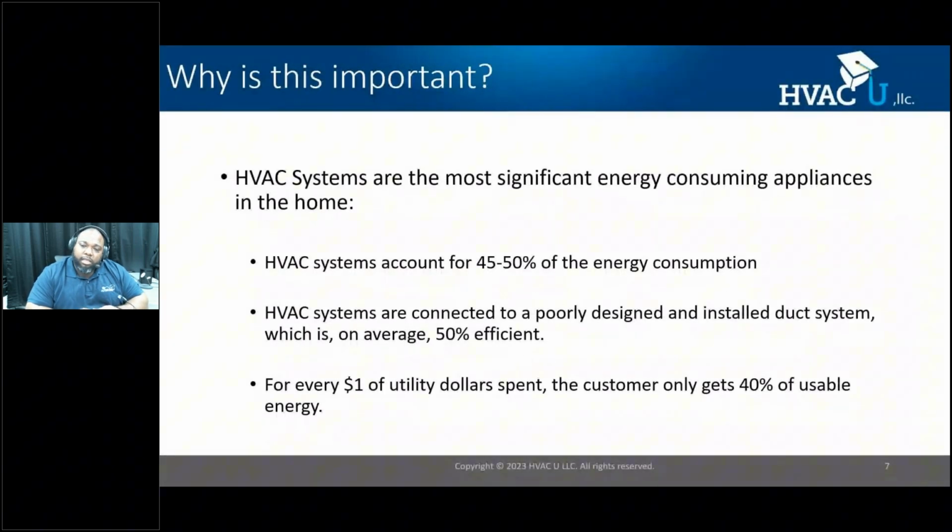All right. The HVAC system in most homes or buildings usually accounts for 45 to 50% or more of the energy consumption in that building. If it's connected to a poorly designed duct system, your system is going to run about 50% efficient. We'll talk about that. So for every dollar you spend on utility costs, the customer is only going to get 40% of the usable energy.